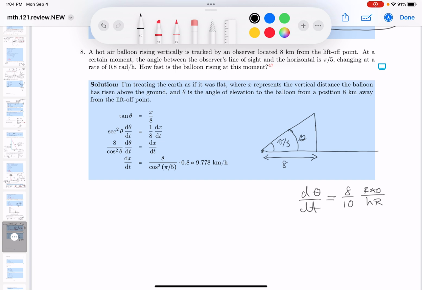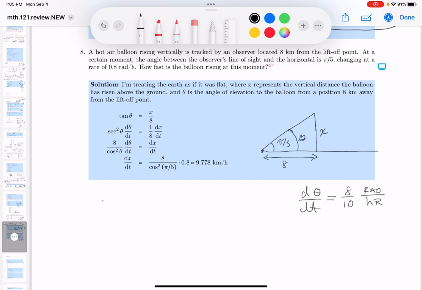Let's see if we can figure this thing out, by the way. So a hot air balloon rising vertically is tracked by an observer located 8 kilometers from the liftoff point. At a certain moment, the angle between the observer and the line of sight is pi over 5, changing at a rate blah, blah, blah. It's just x over here. So my question is, do I know the relationship between what I'm seeing over here? And I think I do.